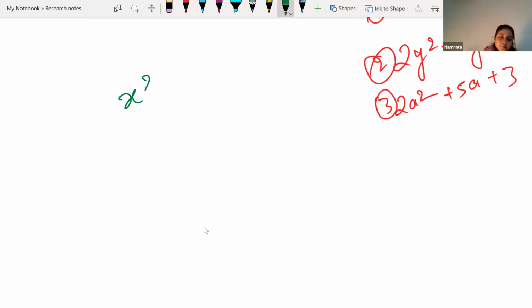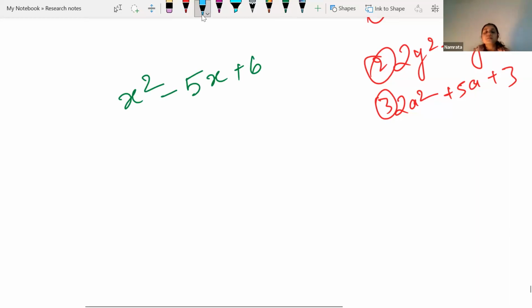x square minus 5x plus 6. Let me check whether this example will work or not. So first step is multiply A with C. What is there at the place of A? 1. Okay, multiply A and C. So 6 into 1 will be 6.